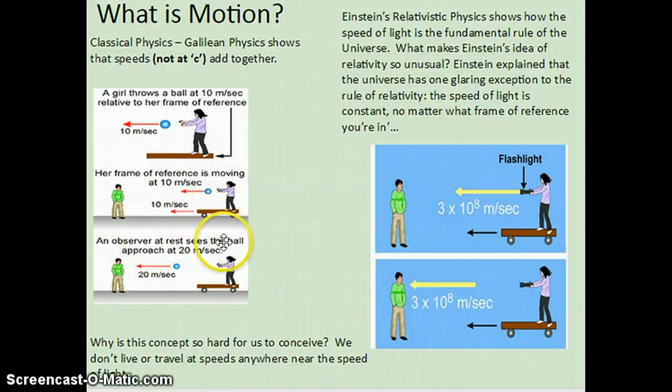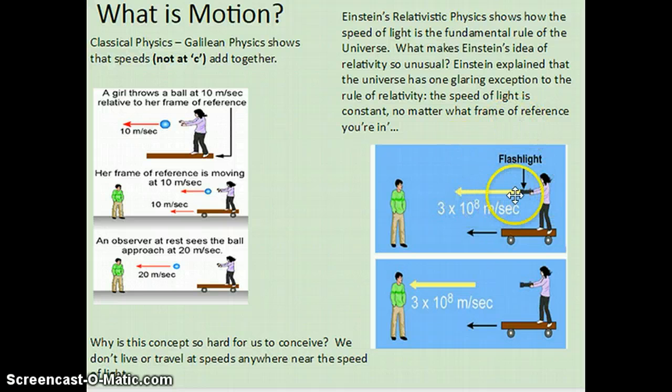So the observer views the ball moving at 20 meters per second, while she, within the frame of reference, still views it as only traveling at 10 meters per second. And the idea of simultaneity says they're in two different frames of reference, so they cannot have agreement on what is taking place with the ball. So the idea here of relativistic physics from Einstein says that the speed of light makes the rules.